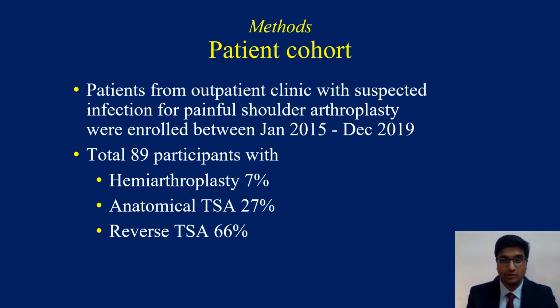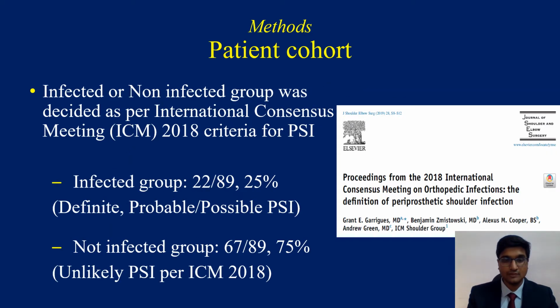We included patients from outpatient clinic who were suspected to have infection and had a painful shoulder arthroplasty. Most of the 89 patients included had reverse total shoulder arthroplasty, and the rest had hemi or anatomical TSA. In our patient cohort, we decided whether the patient belonged to the infected or non-infected group based on the ICM 2018 criteria definition. In the infected group, we had 22 patients. In the non-infected group, we had 67 patients.